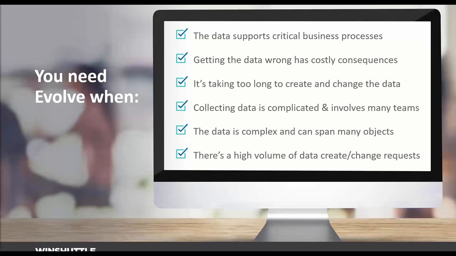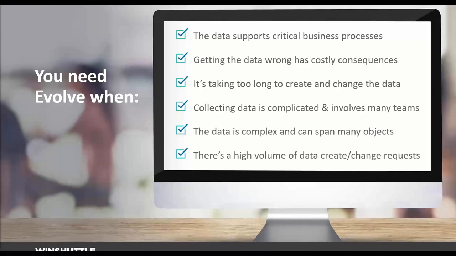We have covered why, now we'll cover when you need Evolve. When the data supports critical business processes and it needs to go through a complex process of workflows, the destination system may get incorrect data, and it can have costly consequences. For example, a shipment reaching a wrong address, or choosing the wrong color or size of a particular product. So incorrect data can have very severe consequences in some cases.